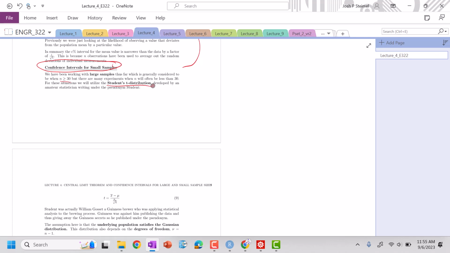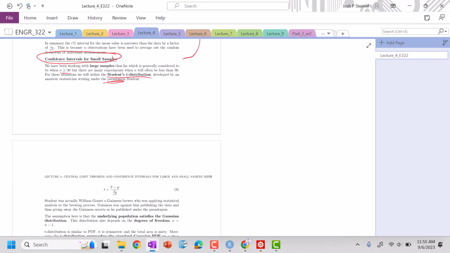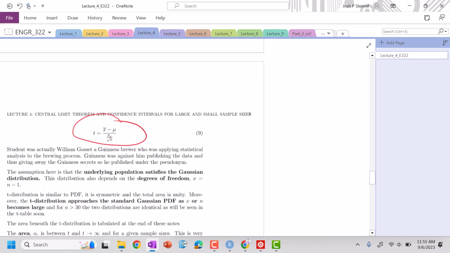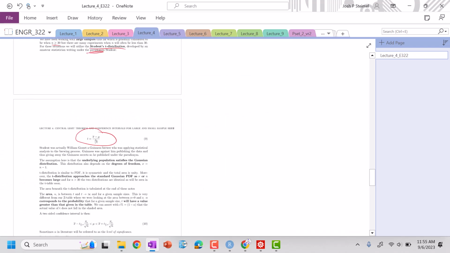Now, student is a pseudonym. What's a famous pseudonym that you know? For example, Mark Twain is a pseudonym for what? Samuel Clemens. Anyways, I love that. That's my one literature knowledge. No, not the only one, but anyways. Basically, Student is actually William Gossett.